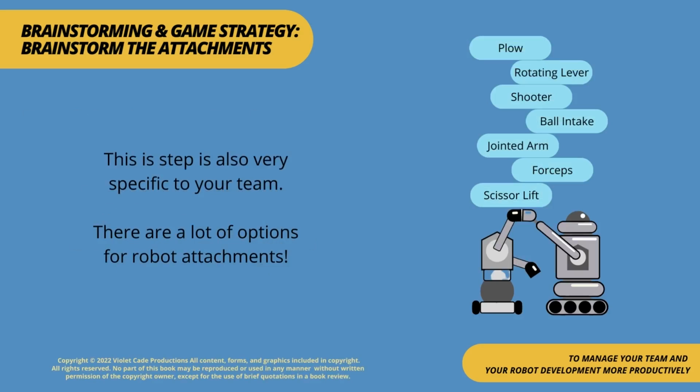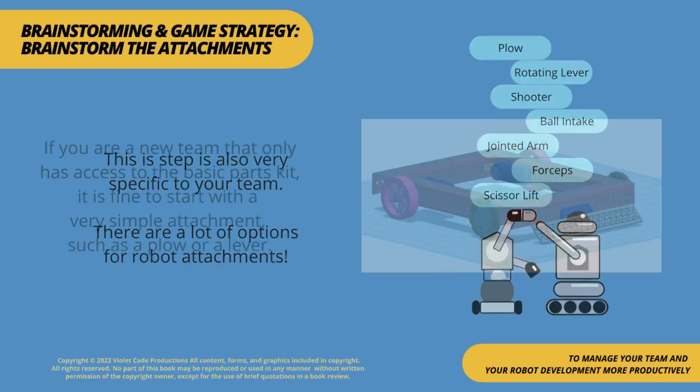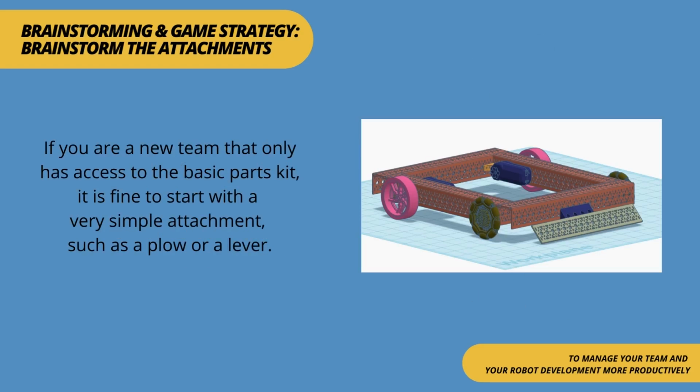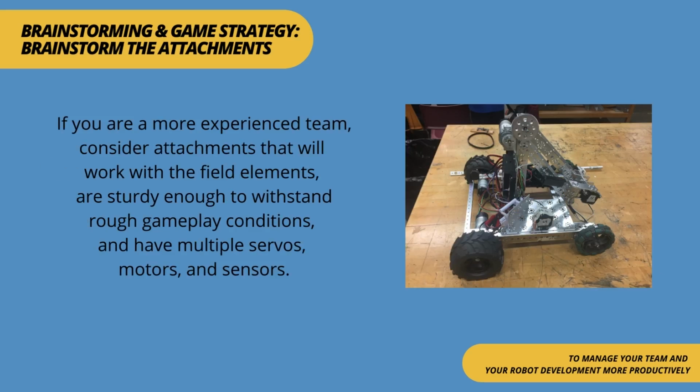There are a lot of options for robot attachments. If you are a new team that only has access to the basic parts kit, it is fine to start with a very simple attachment, like a plow or a lever. If you are a more experienced team, consider attachments that will work well with the field elements, are sturdy enough to withstand rough gameplay conditions, and have multiple servos, motors, and sensors.